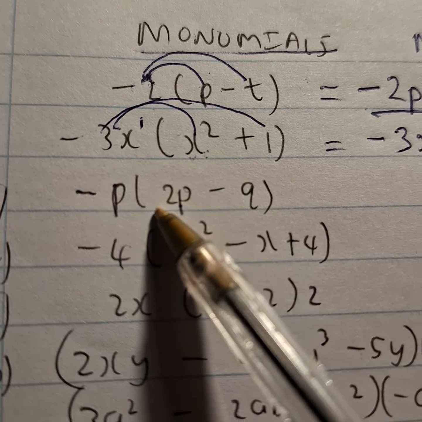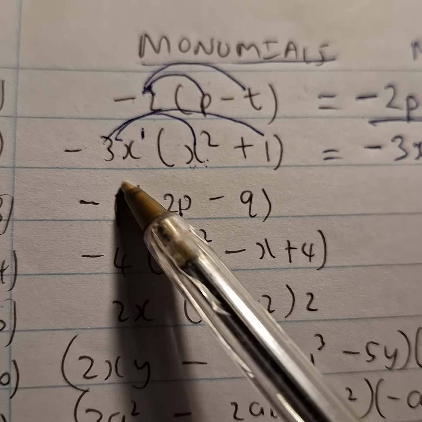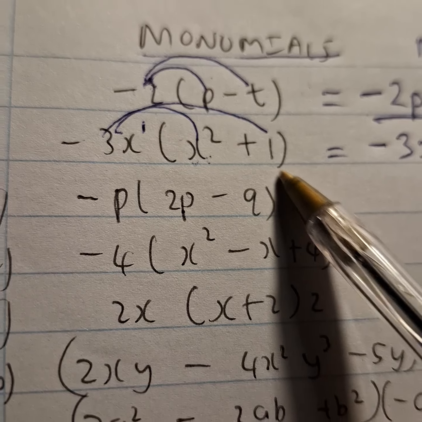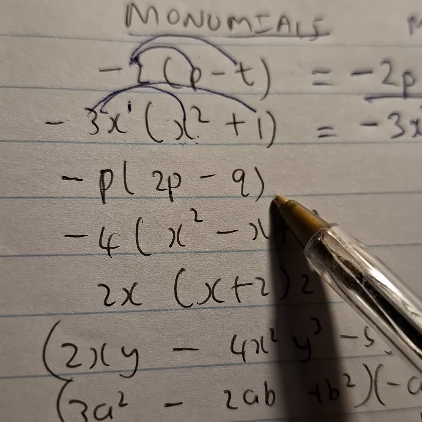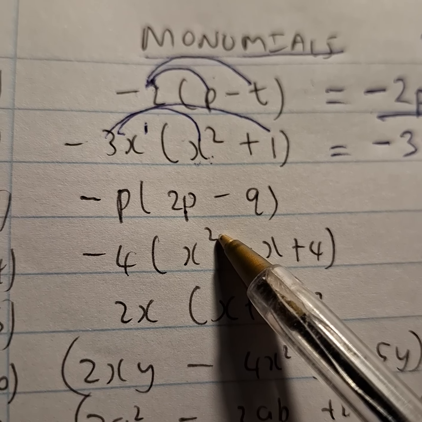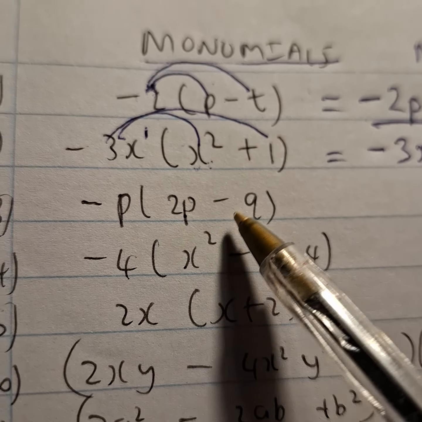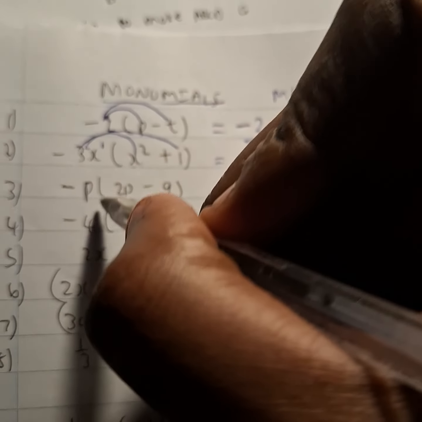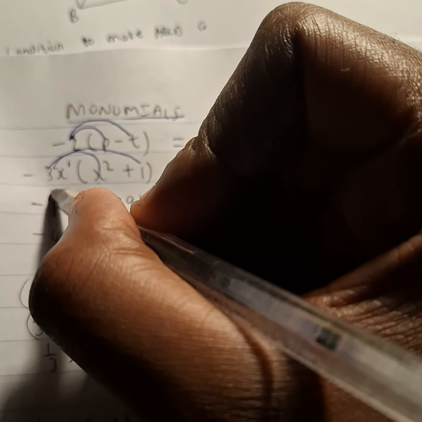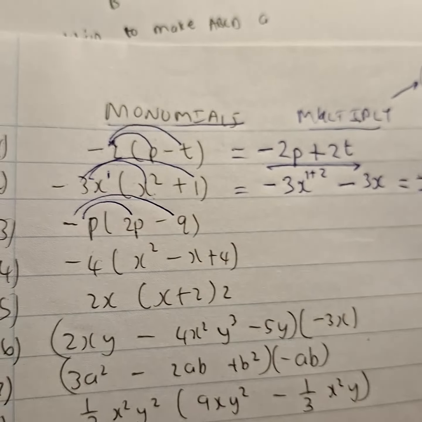Let's move on to the next one. We have a negative p, which is a monomial, and then this bracket, 2p minus 2, is a monomial as well. But we know that this monomial is negative p. Inside this bracket, we have two terms.